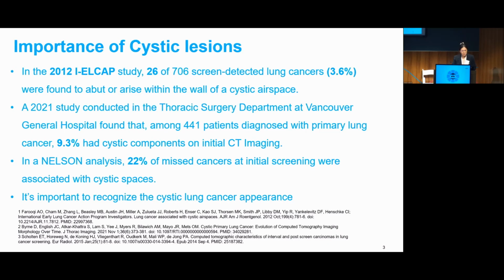In the 2012 I-ELCAP study, 26 of 706 screen-detected lung cancers were found to abut or arise within the wall of a cystic airspace. Another study in 2021 found that among 441 patients diagnosed with primary lung cancer, 9.3% had cystic components on initial CT imaging. In a NELSON analysis, 22% of missed cancers at initial screening were associated with cystic spaces. So it's important to recognize the cystic lung cancer appearance.